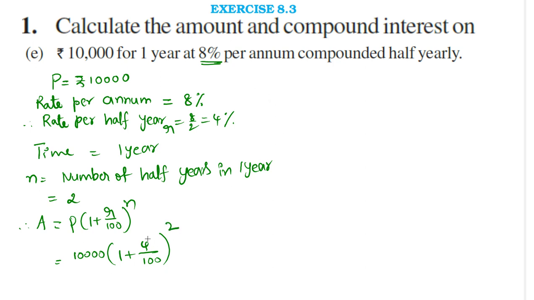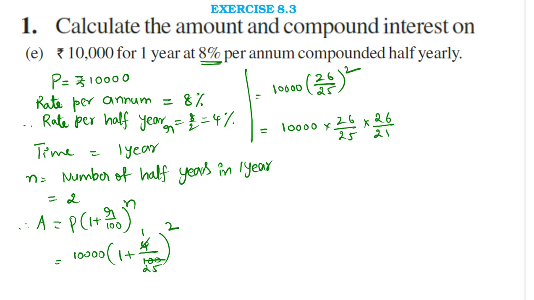N is 2. So we can cancel actually 4 times 1 and this is 4 times 25. So this is equal to 10,000 into 1 plus 1 by 25. That will be 25 times 1 is 25 plus 1, 26. So 26 by 25 whole square. This is equal to 10,000 into 26 by 25 into again 26 by 25. We can cancel 25 times 4 is 100. So then 0, 0. Now again 25 times 6 is 150. So this will be equal to 16 into 26 into 26, which is equal to rupees 10,816. This is the total amount.